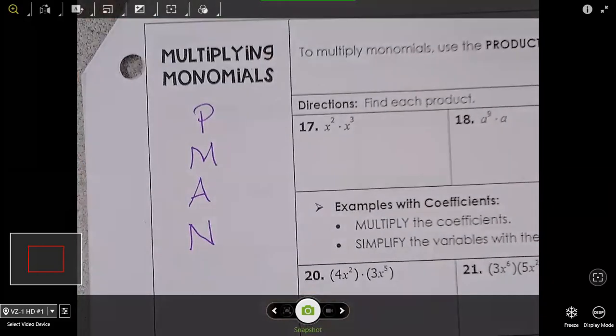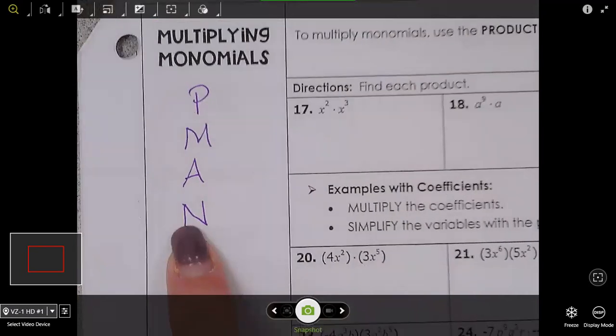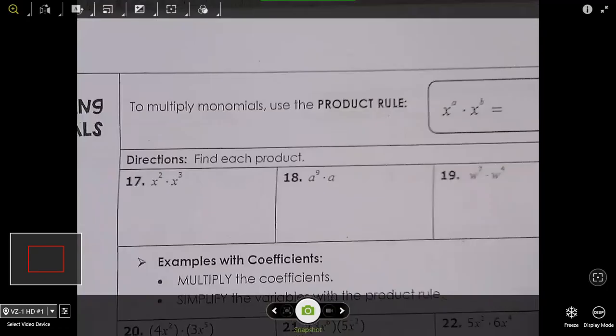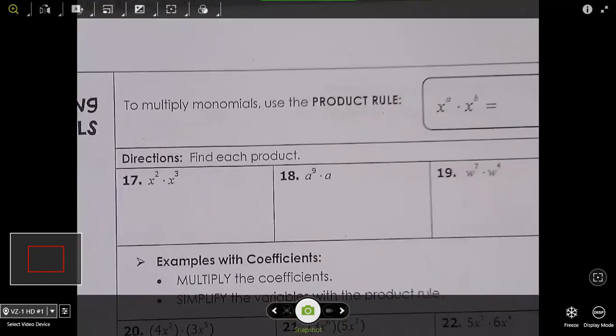Even me, Miss Rush, the algebra teacher for such a long time, writes this on my paper. I always write this because I forget. I'm a visual person, and you might be too. But let's write our rule, which is called the product rule. Today I will know it's called the product rule. Tomorrow I will have no idea if this is the product or the power rule because I always get confused. So I just remember P-man.